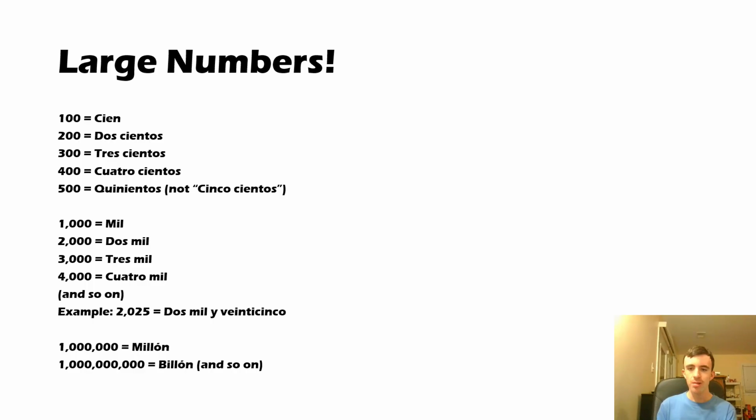So for example, to say 2025, which is the current year, hopefully, you would just combine these numbers to say dos mil, veinte, finally cinco. And you could use this for basically any number. For example, 1,638,905.